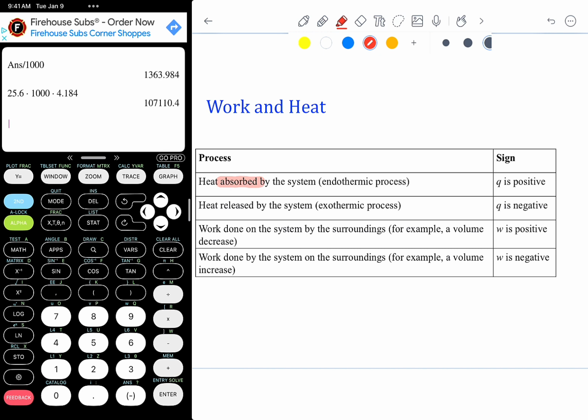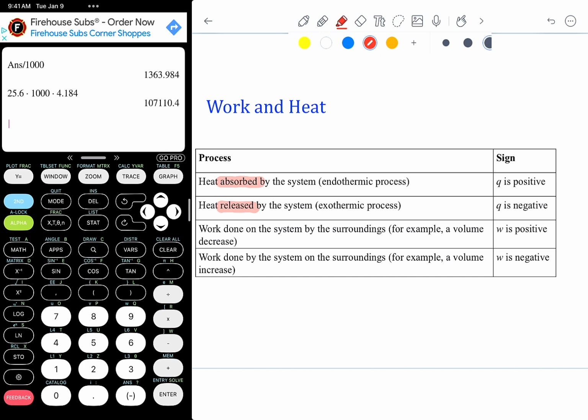Okay. On the opposite side, if heat is released by the system, that's an exothermic reaction. Okay, remember exothermic explosion, we're giving off heat. Heat is released by the system to the surroundings. Therefore, Q would be negative. Okay, we're decreasing the amount of heat from our system and increasing it to the surroundings. So we're giving it off.